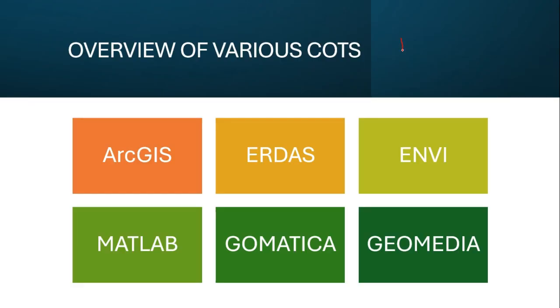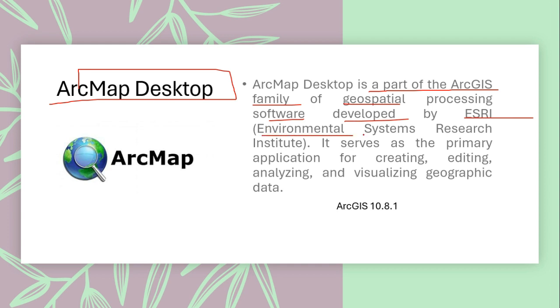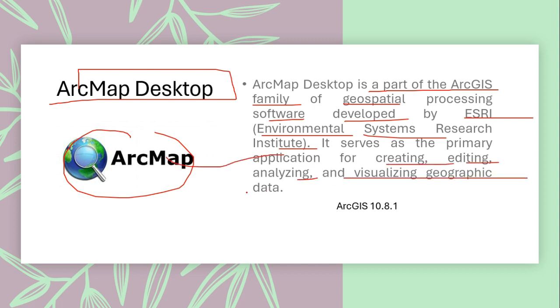So here is the list of some COTS software in GIS: ArcGIS, ERDAS Imagine, ENVI, MATLAB, Geomatica, GeoMedia. These are some COTS softwares in the field of GIS. So first we will talk about ArcMap Desktop. ArcMap Desktop is a part of the ArcGIS family of geospatial processing software. It is developed by ESRI, which stands for Environmental Systems Research Institute. ArcMap basically serves the basic applications of creating, editing, analyzing and visualizing geographic data.